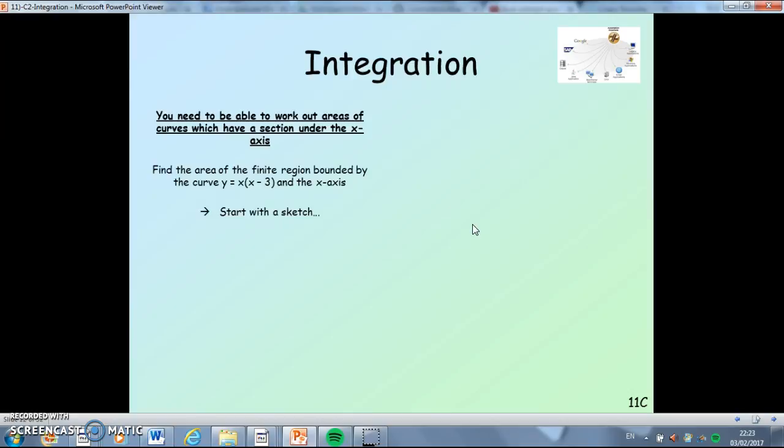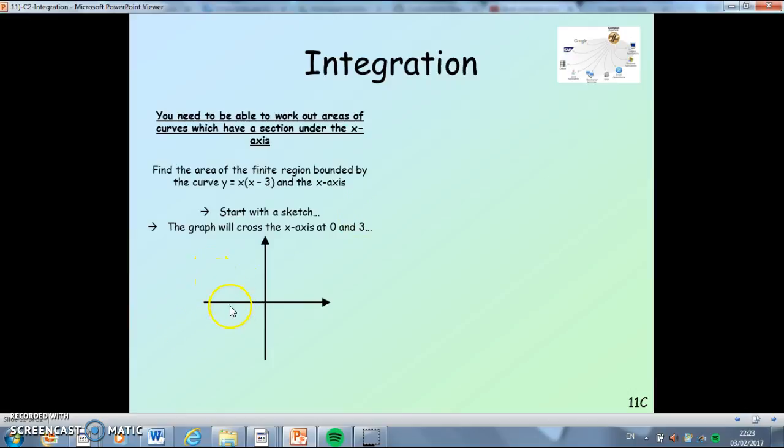Now this is a new part. What we're going to have to do is start off with a sketch. Because we look at the values, the boundaries are going to be plus 3 and 0. So obviously 3 is higher than 0, so 3 is the upper boundary and 0 is the lower boundary. So we're going to look at this sketch.